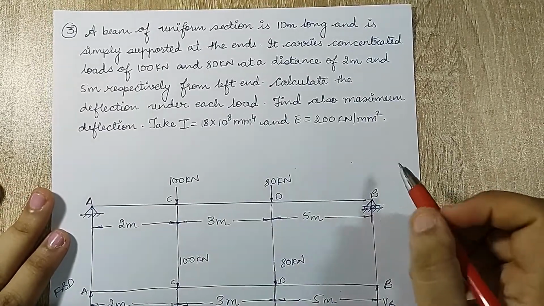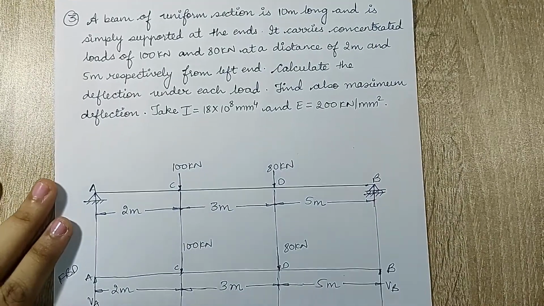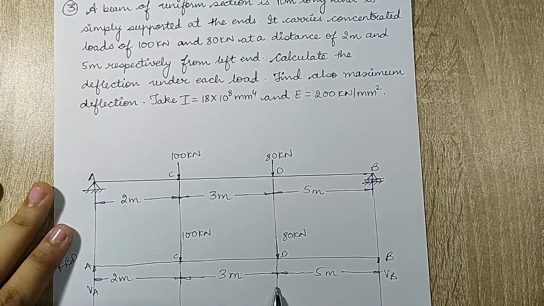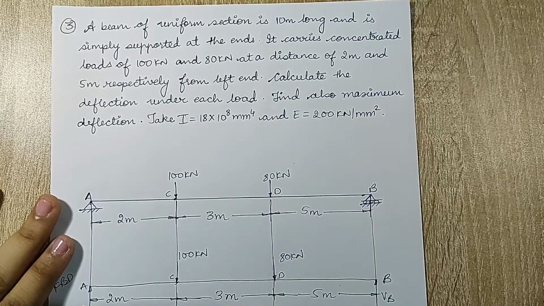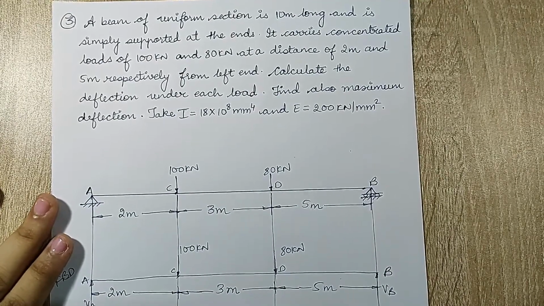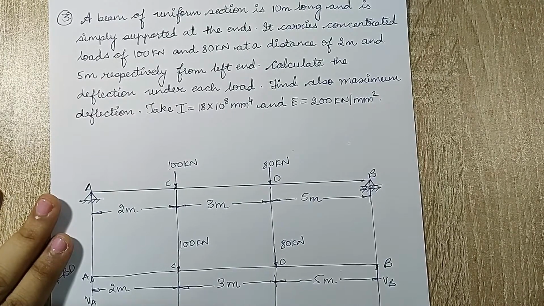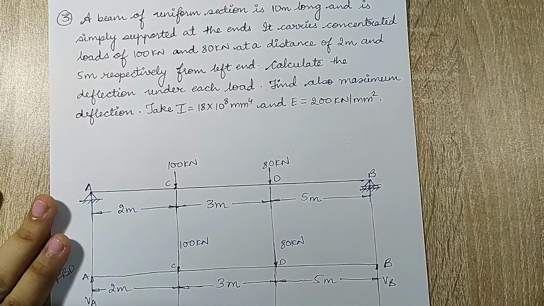Now in the question it is asked to calculate the deflection under each load. So there is load at C and D, so I'll have to calculate YC, YD, which is the deflection. The other question is find also maximum deflection. So I need to calculate on this beam where is the point at which I am going to obtain my maximum deflection. So this numerical is a little different from the previous two.